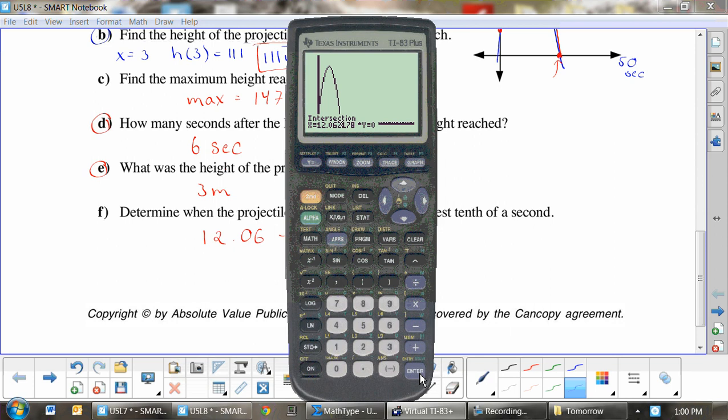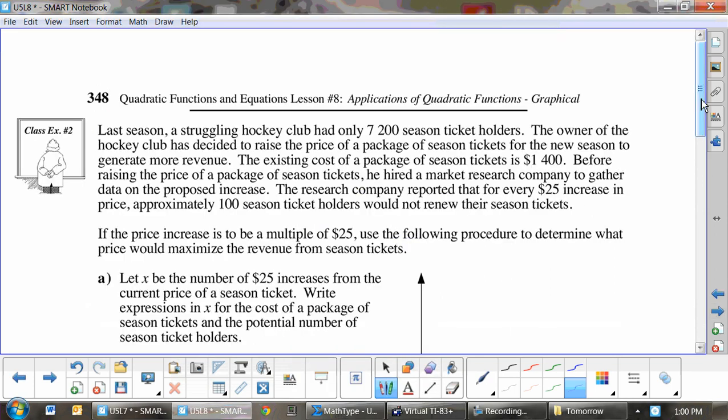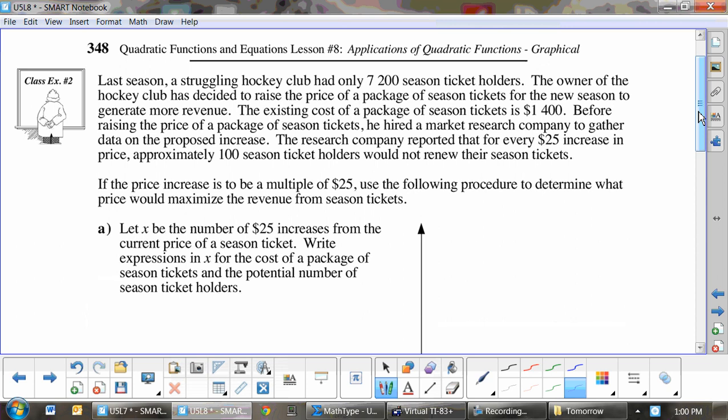Okay, so let's look at example number 2. Example number 2 says, last season, a struggling hockey club had only 7,200 season ticket holders. The owner of the hockey club decided to raise the price of the tickets for the new season to make more revenue, so to make more profit. The existing cost of the package was $1,400.